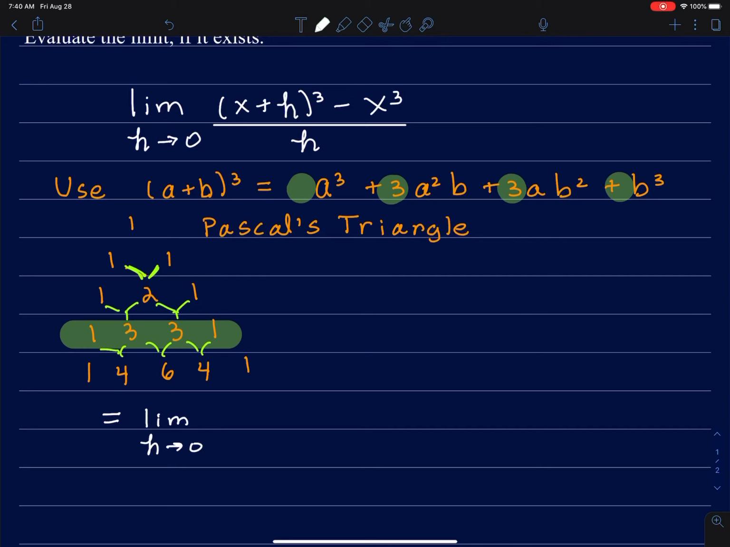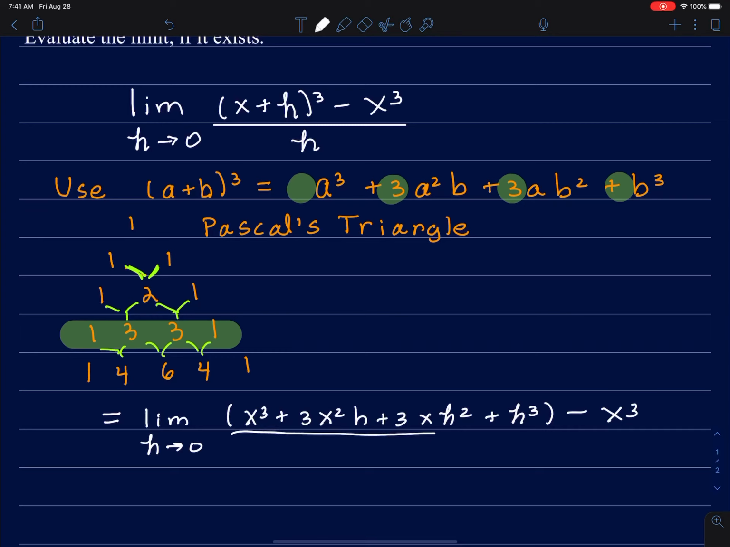Now, x plus h to the third power gives us x cubed plus 3x squared h plus 3x h squared plus h cubed. x corresponds to a, h corresponds to b, for a plus b to the third power, minus x cubed, all divided by h.